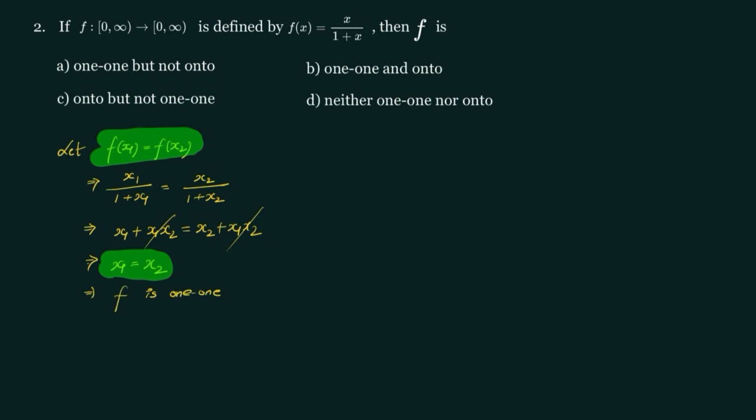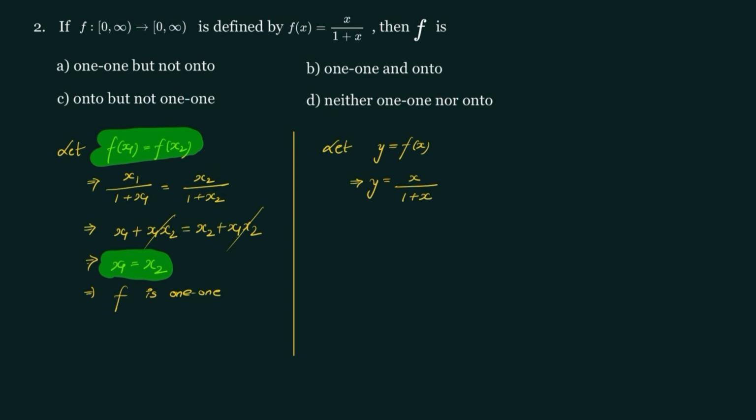See, in order to prove the function one-one, we can use the derivative also, okay? But I'm doing it like this here. Now let us check whether the function f is onto or not. So for that, let us assume f(x) as y. That means y can be written as x over 1 plus x.